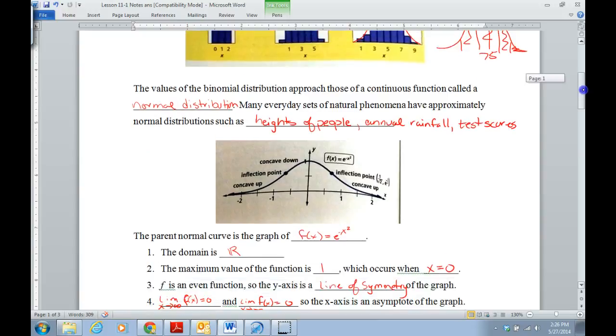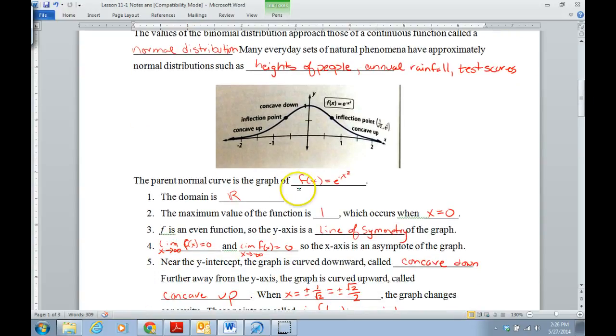All right, so a parent normal curve is the graph of f of x equals e to the negative x squared. And to be honest with you, this really is not that important to you at this moment. We're mostly looking at probabilities of dealing with a normal curve. Just so you know, that's just for your information.